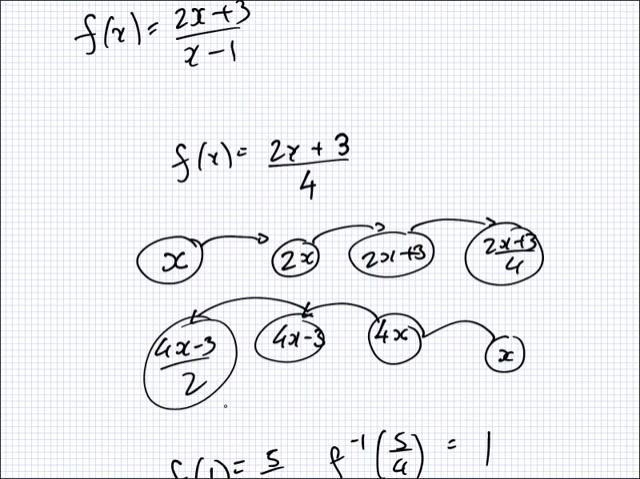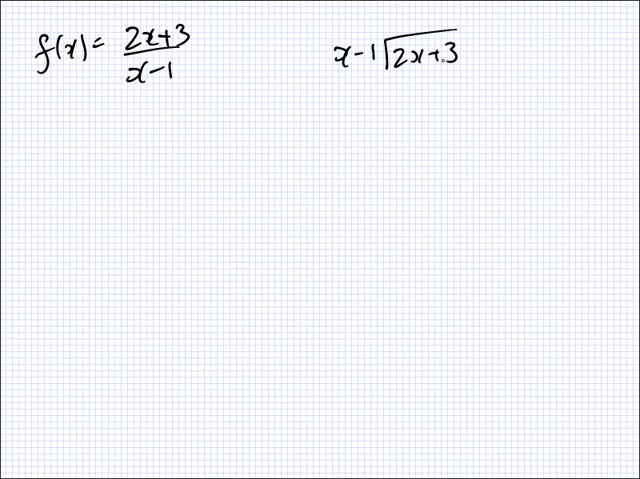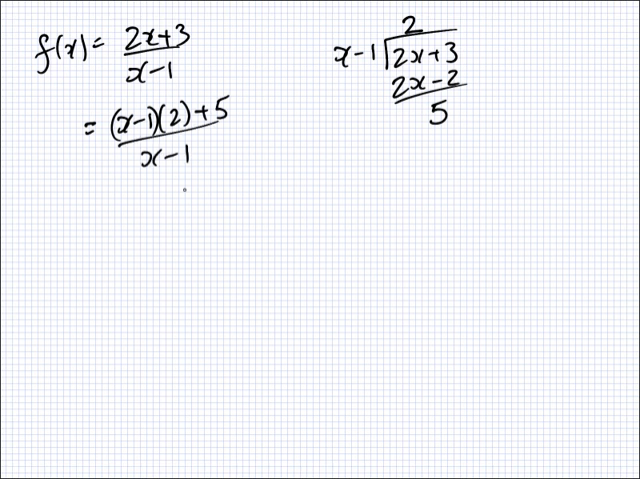Oh, I need space. Can you tell me what was the function? f(x) equals (2x + 3) over (x - 1). Okay, before I begin, I'll just rewrite this a little bit. x - 1 divided into 2x + 3. That's 2 times, yes? 2x - 2, remainder 5. So I can write this as (x - 1) times 2 plus 5 over (x - 1). That's equal to 2 plus 5 over (x - 1).